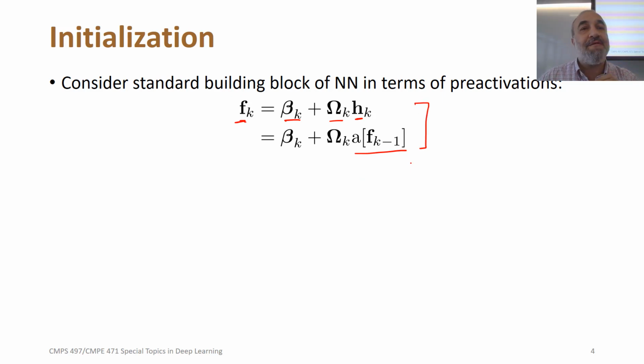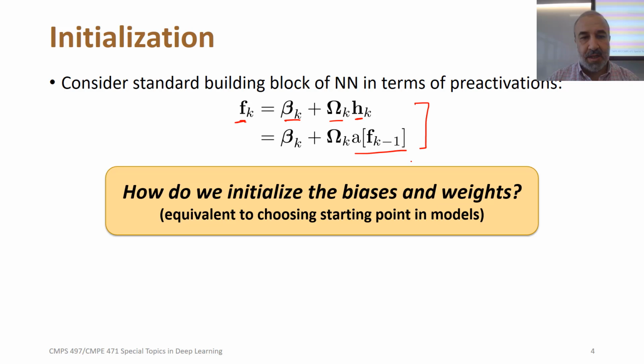Now we want to see the effect of initialization on this building block. What will happen if we do initialization in some specific way across the network? So the question here is, how do we initialize the biases and weights? And this is, as we just mentioned, equivalent to choosing where in the space of the loss function, or the space of the model, we start, which is, as we said, critical.